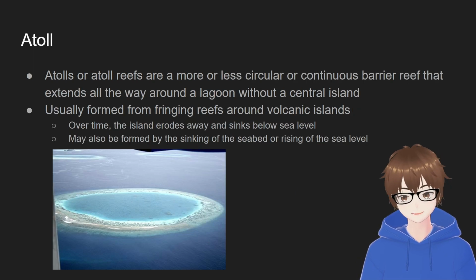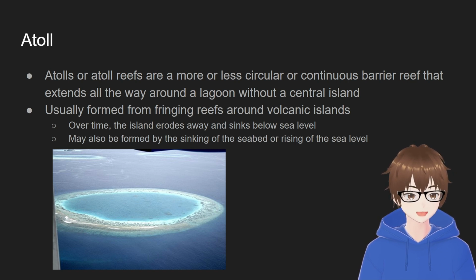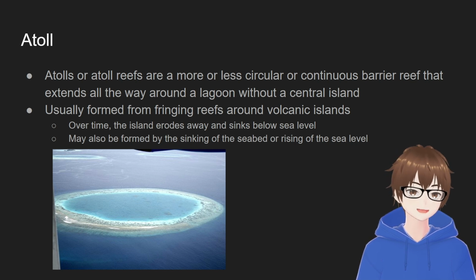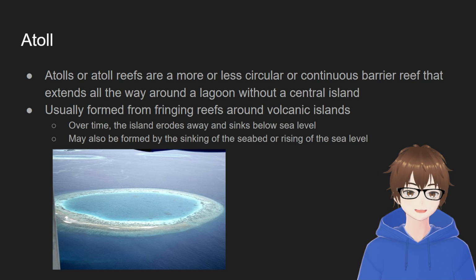So what is an atoll? I've heard about atolls pretty often. I've read books talking about an atoll, but I'd never actually seen one or looked one up before. An atoll, or atoll reef, is a more or less circular or continuous barrier reef that extends all the way around a lagoon without a central island. So, yeah, it is just a barrier reef with a hole in it that's full of water. That's basically what it is. It usually forms from fringing reefs around a volcanic island, and then over time the island erodes away, sinking below the sea level. Many also are formed by the sinking of a seabed or rising of sea level.